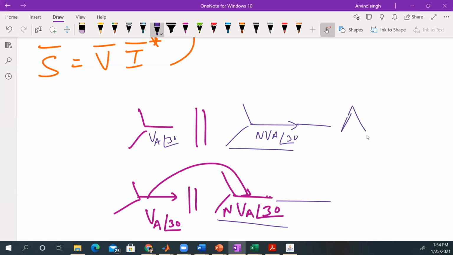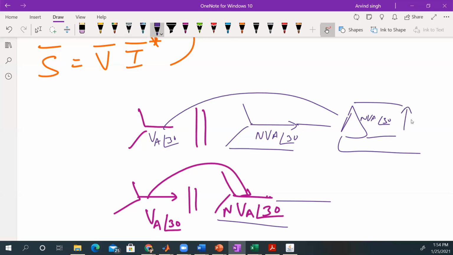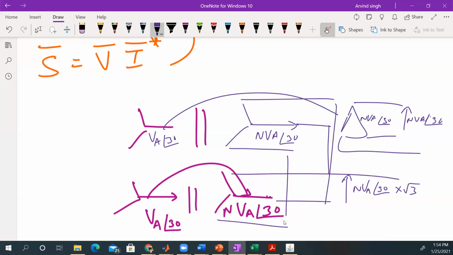But if you had a delta here instead, and you map this one to this, N VA angle 30, now your line-to-line voltage here is still N VA angle 30, while here your line-to-line voltage is N VA angle 30 multiplied by square root of 3. So you're going to start getting problems, right? When you connect these phases together, they're not going to be the same. So you're going to have current starting to circulate inside the transformer.